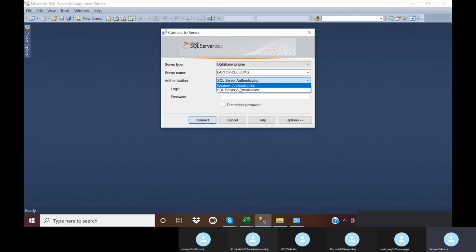In real time, developers will use Windows authentication. Rarely will we use SQL Server authentication. Most of the time DBA guys will use SQL Server authentication.